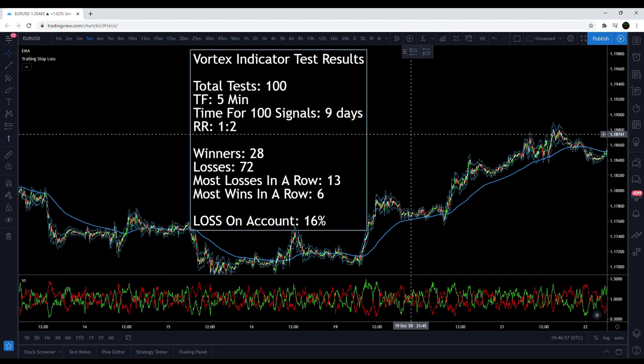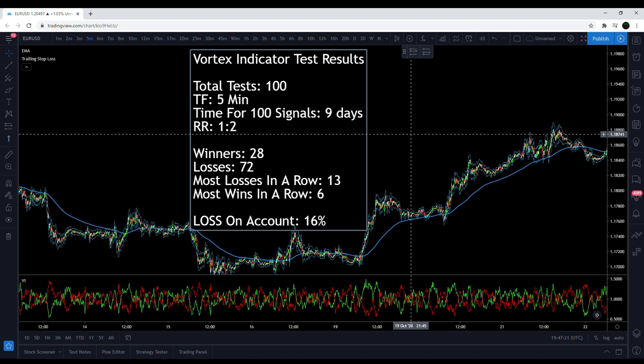The results are in after 100 backtests of the Vortex indicator using a simple strategy, and it was not good at all. This thing spits out signals like no other indicator, way more than the SSL channel even. It only took 9 days of price data on the 5-minute chart to find the 100 signals.